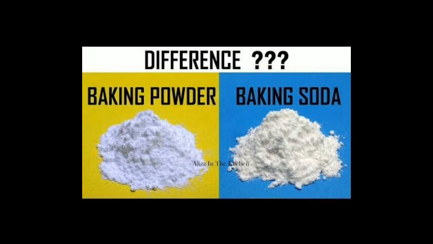So what is the difference between baking powder and baking soda? Baking powder is made up of baking soda and tartaric acid, or any acid. So the difference is only the presence of acid in baking powder.